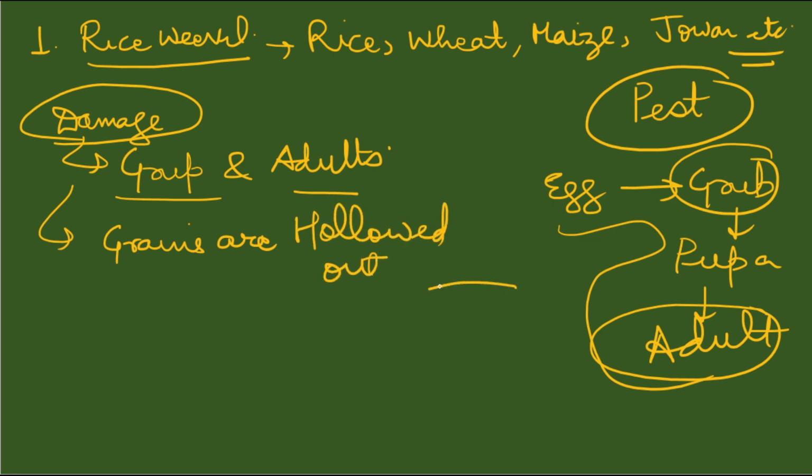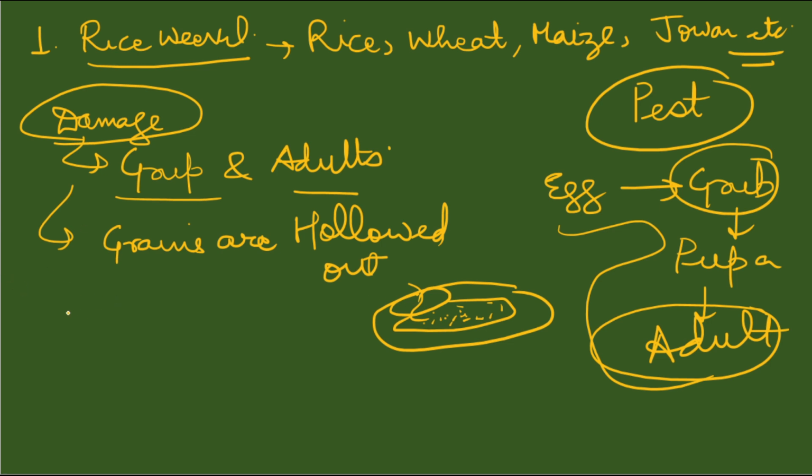That is, suppose this is a grain. So what will they do? They will make a small hole here. They will enter into the hole and feed the grain from inside, and you will observe some powdery appearance in the grain. They will turn the inside part of the grain into powder and then feed on it, so they will hollow out the grain. This is what they do.